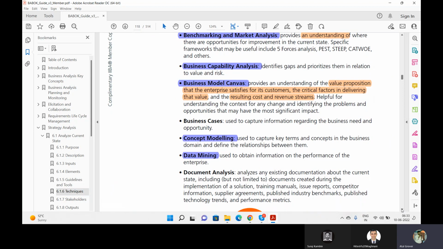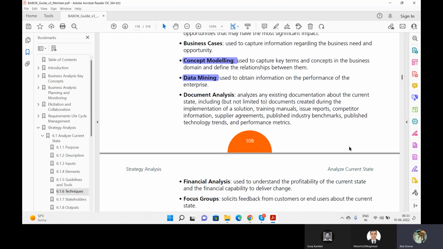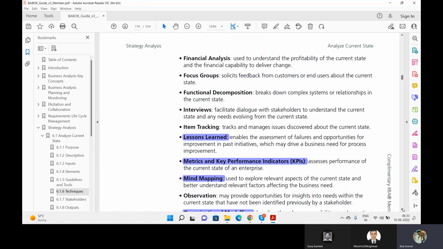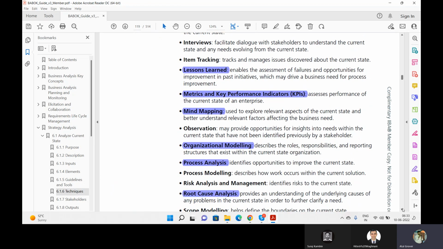So data modeling हो गया हमारा. I'm skipping the other one because we already discussed that part. Good. Now we are on lessons learned. I don't think that we need to discuss this in depth, but it is also one of the techniques to analyze the current state. Name indicate कि भाई कुछ गलती हुई है, उसको सुधारना है. Then you have to learn from the previous mistakes.